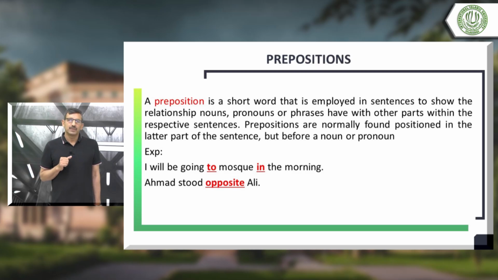For example, I will be going to mosque in the morning. To and in are prepositions in this sentence. They talk about the directions and the place where a person is going to. Ahmed stood opposite to Ali. It also tells about the position where the person is standing.